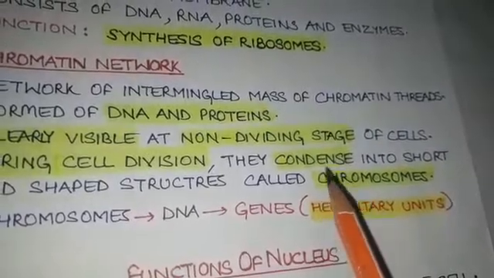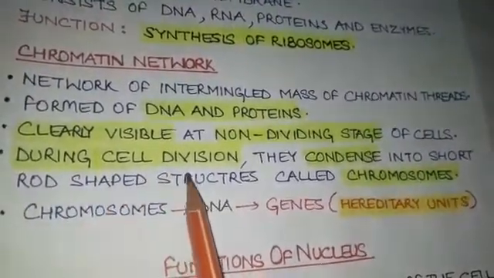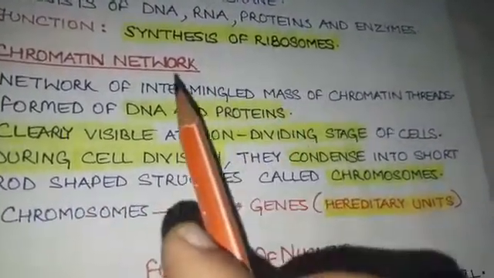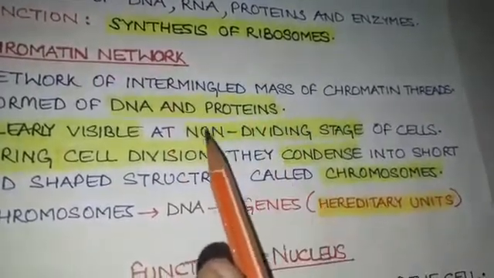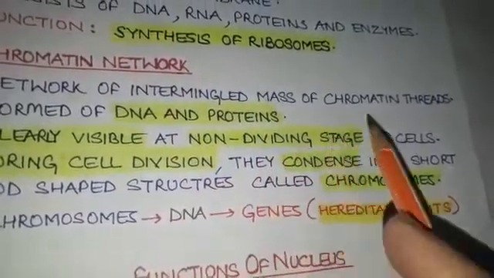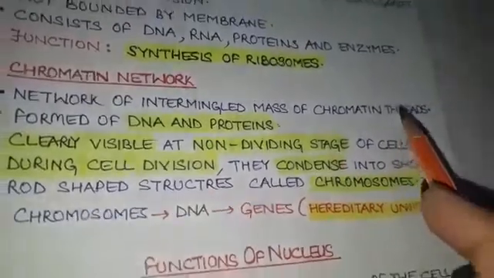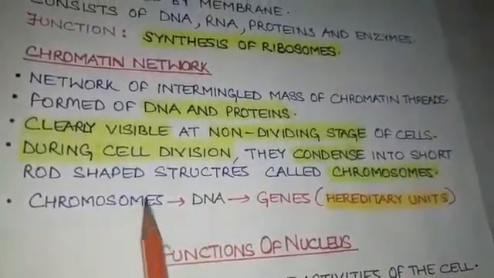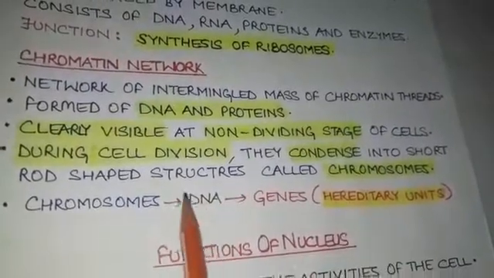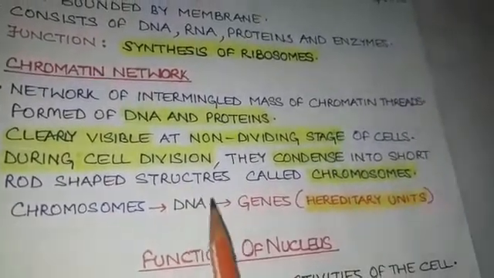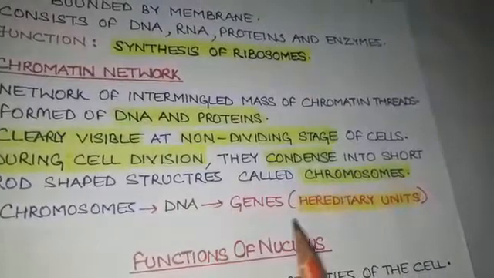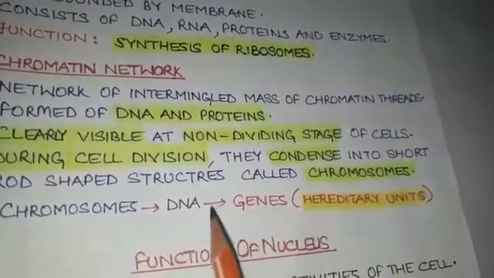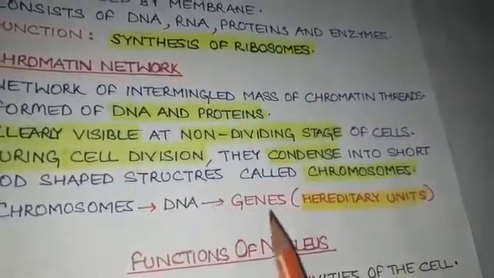It means chromosomes can be seen in a cell that is at the dividing stage, and the chromatin network can be seen in a cell that is at a non-dividing stage. Now, chromosomes, as we know now, what are they made up of? DNA and proteins. What is DNA? DNA is formed of many small segments or units called genes.